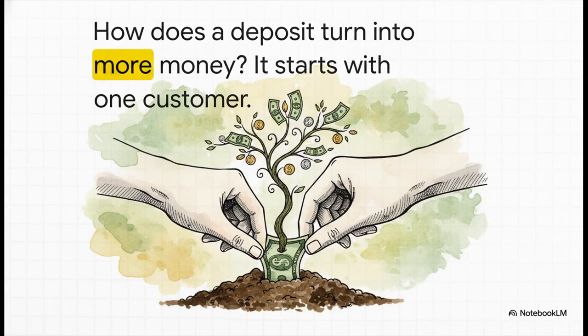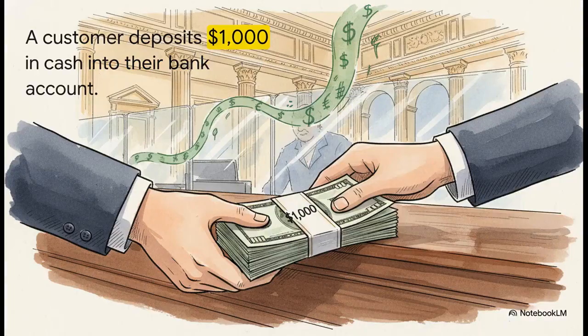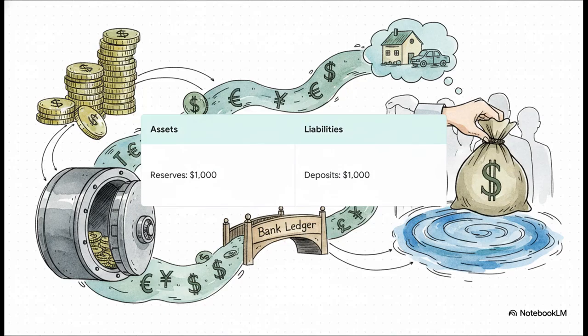Okay, now for the magic trick. How does one deposit become, well, a lot more money? So let's follow the cash. Someone walks in and deposits $1,000 into their account. On the bank's books, that's 1,000 in assets, but also 1,000 they owe the depositor.